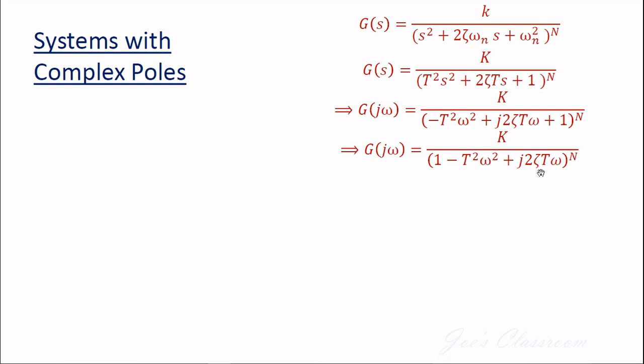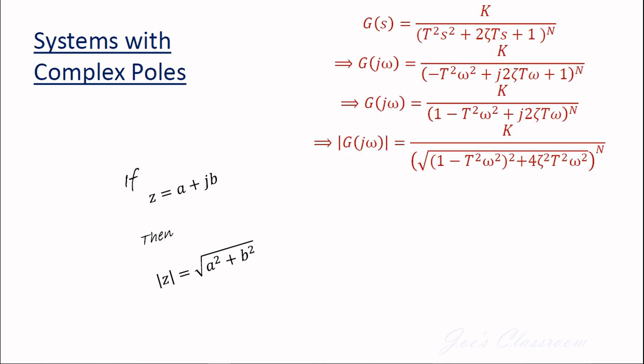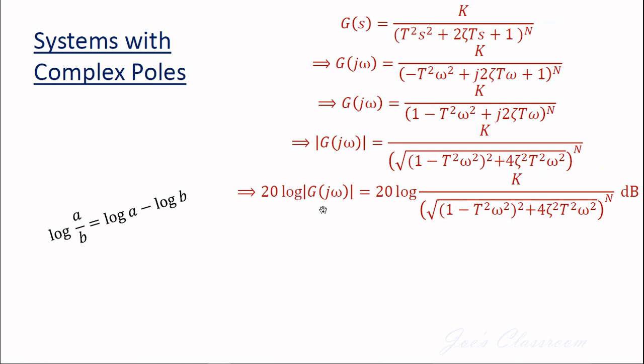So to sketch the Bode plot, we need to separate the magnitude and phase. Let us take the magnitude first. For any complex number of the form a plus jb, the magnitude is given by root of a square plus b square, and here the real part a is 1 minus t square omega square, the whole square, plus this term square, that will result in 4 zeta square t square omega square. So the square root of this a square plus b square term, and whole power n is there. Of course, we need to convert the magnitude to decibels. So if I have to do this, this is what I will get.